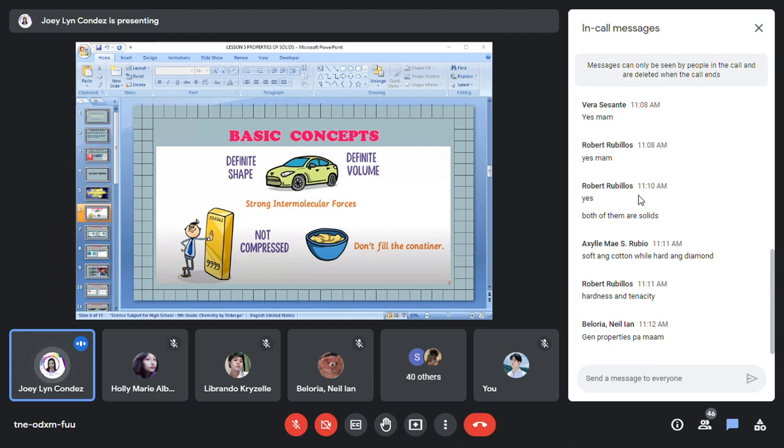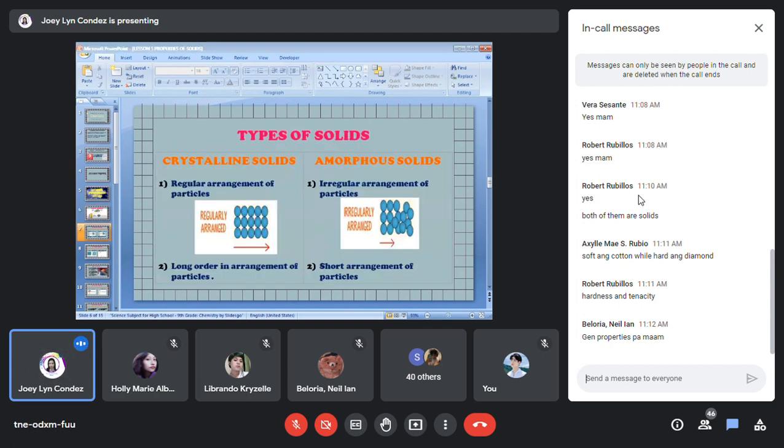But there are different types of solids. So, what are those types? First we have the crystalline solids and the amorphous solids. So, what's the difference between the two? Try to observe the arrangement of their particles. For crystalline solids, they have a regular arrangement of particles. They are well arranged and closely compact to each other. While amorphous solids have an irregular arrangement of particles. They are irregularly arranged.